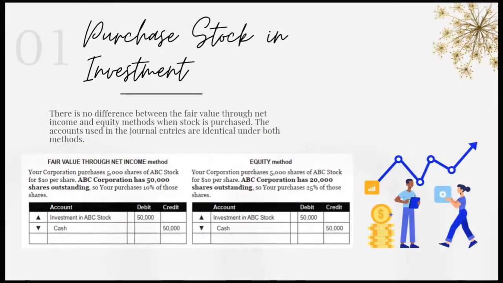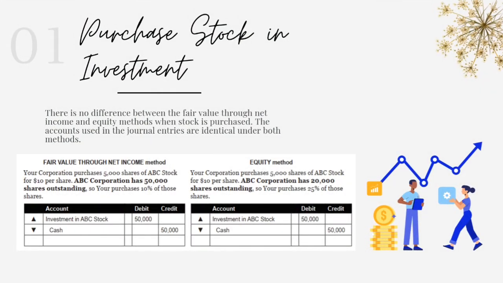1. Purchase the stock investment. There is no difference between the fair value through net income and equity methods when stock is purchased. The accounts used in the journal entries are identical under both methods.